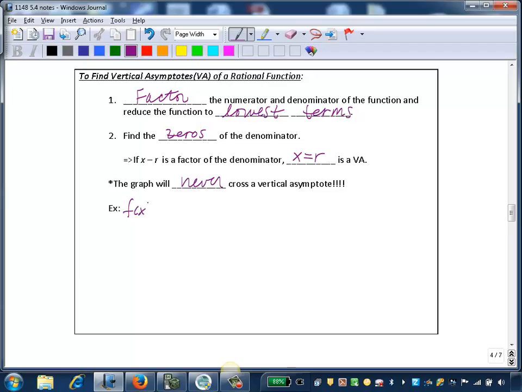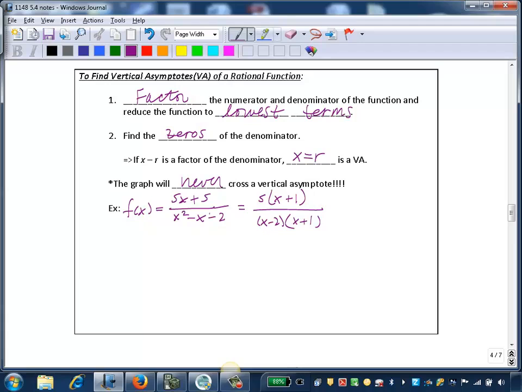If we have the function f of x equals 5x plus 5 over x squared minus x minus 2, we know it's a rational function. We've got those variables in the denominator. So first we need to factor. If we factor the numerator, we take out the 5 and have 5 times x plus 1. We factor the denominator: we've got x minus 2 times x plus 1.